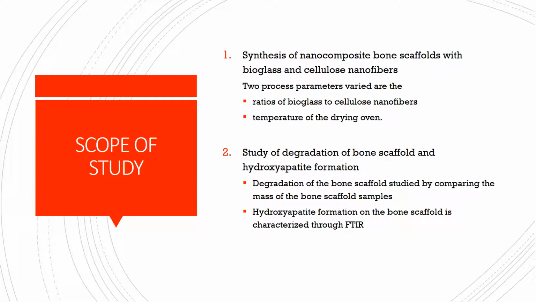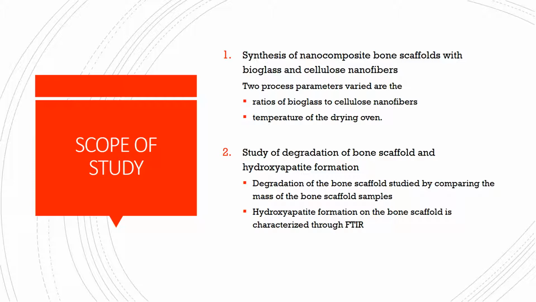The scope of study is divided into two. The first is the synthesis of nanocomposite bone scaffolds using bioglass and cellulose nanofibers. In this part, two process parameters which are varied are the ratio of bioglass to cellulose nanofiber suspension, and secondly, the temperature of the drying oven.